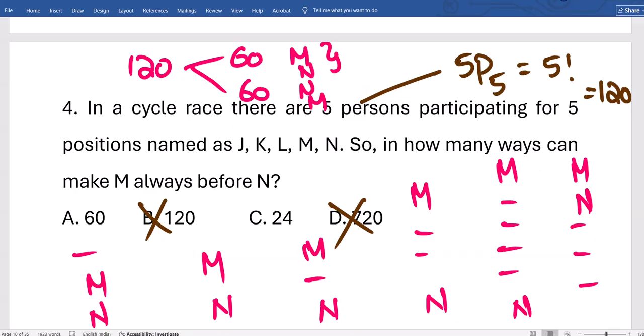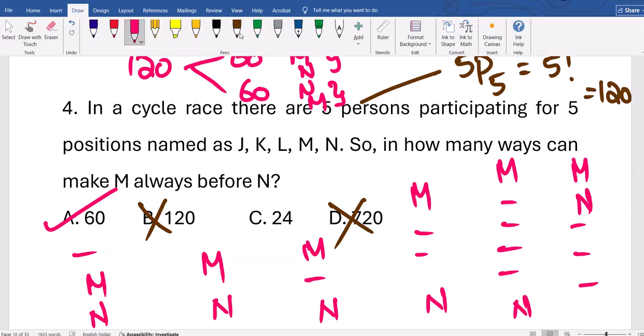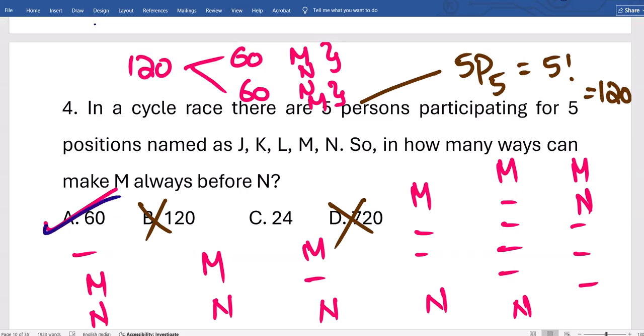Are you understanding what I want to conclude here? Some may argue M and N are both equal. Not possible. With 5 persons and 5 positions, both taking the same position is not possible. In the question itself they clearly mentioned it. So 60 there, 60 here, the answer will be 60. No need to work on all these arrangements, checking each and every possibility and writing the list. It is purely a waste of time. You just go with this.